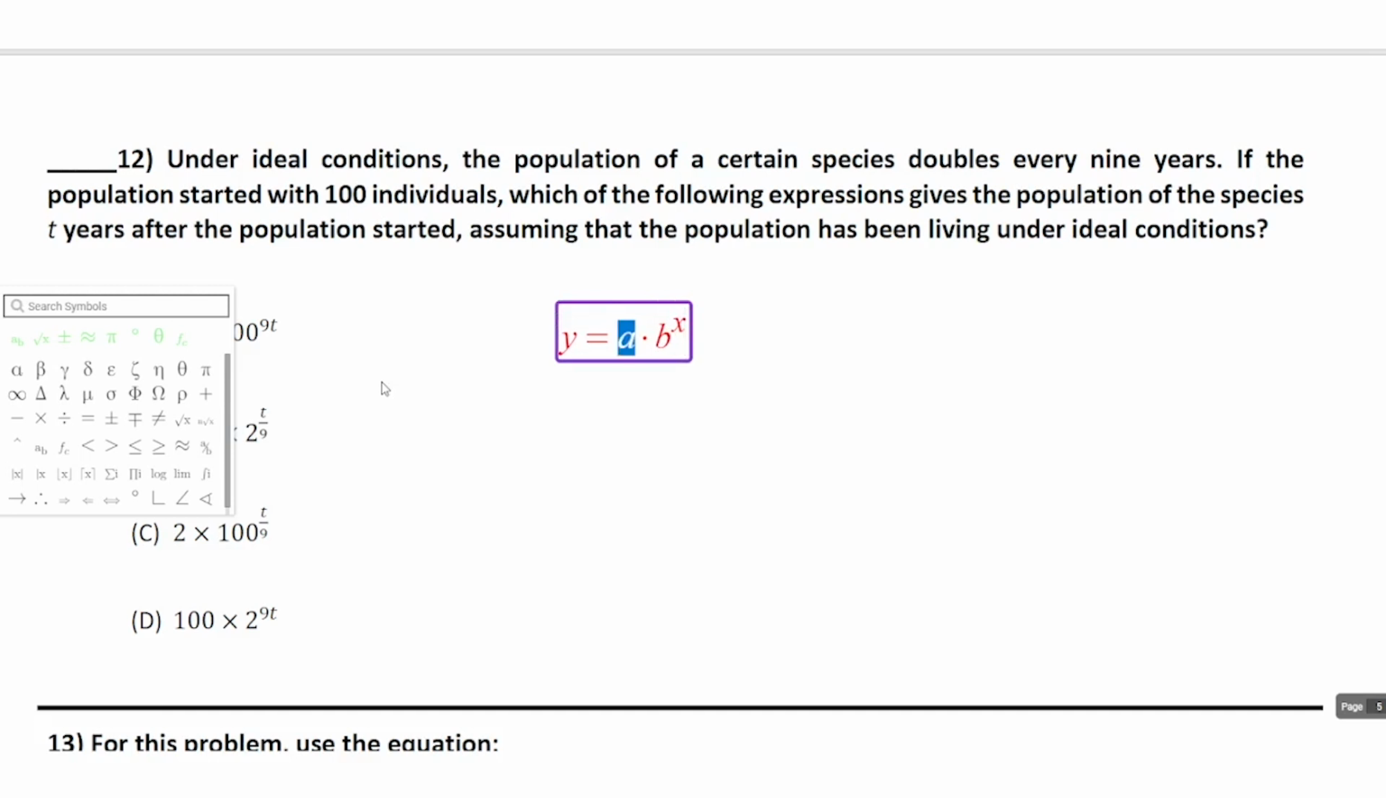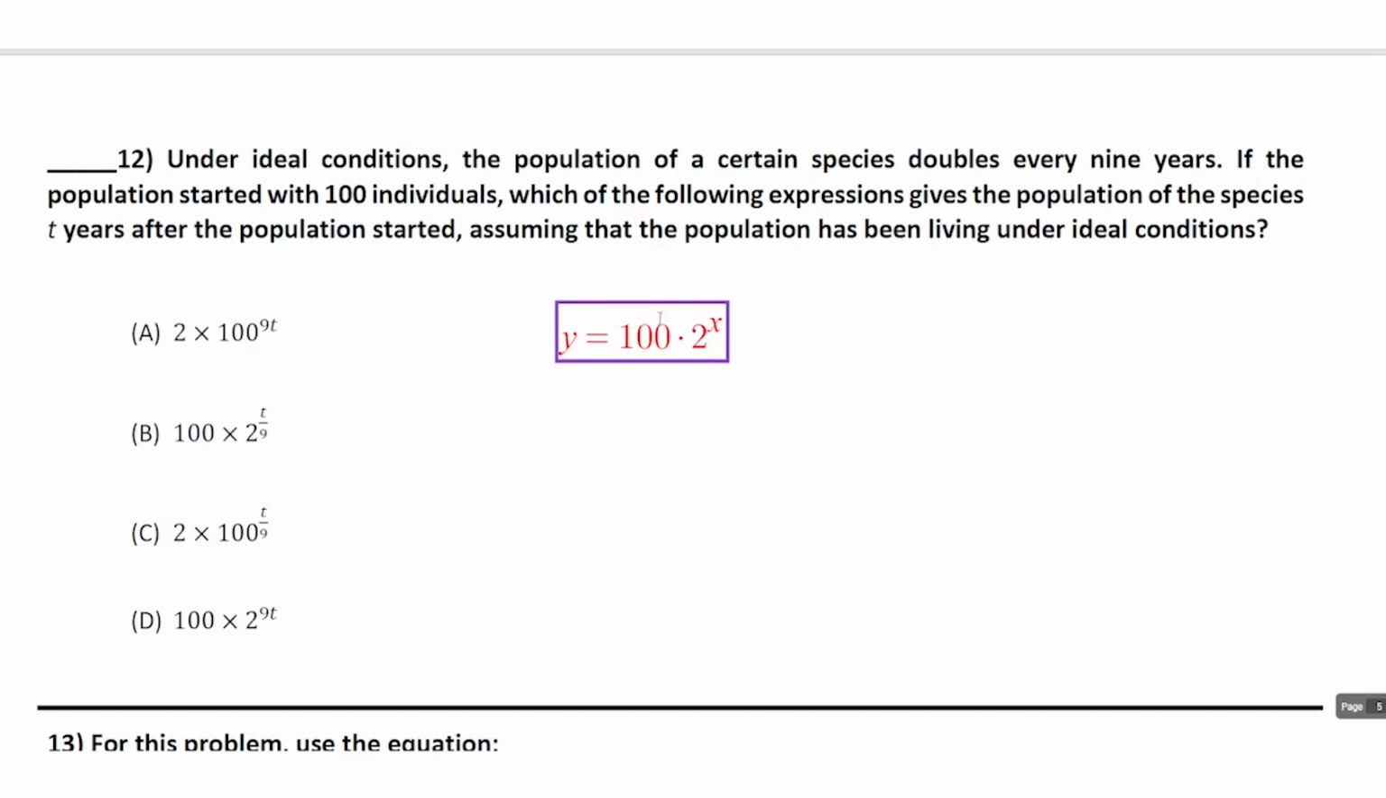Here, the initial population was 100, and it says it doubles every 9 years. If it doubled every year, it would just be 2 to the x. But since it takes 9 years to double, we're going to divide that x by 9. So if x was 9 years, 9 divided by 9 would be 1, and so we would double one time. If we looked over the course of 18 years, 18 divided by 9 would be 2, and so we would be doubling twice. So that's why we have to have this divide by 9 there, and so our answer is B.